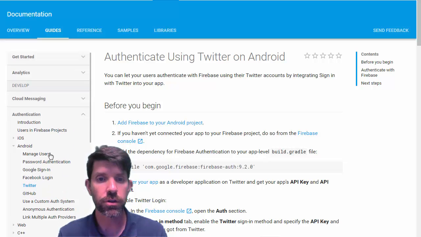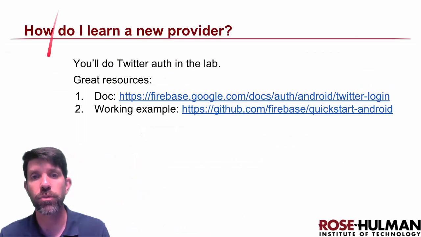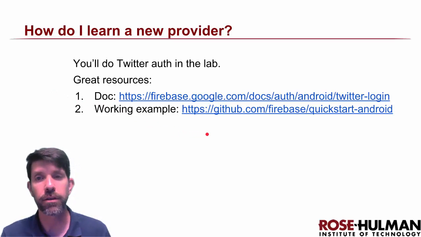At least when I was first learning it, Twitter seemed to be the easiest out of the three. That may not be the case anymore. They make changes pretty quickly. I have not yet tried Facebook or GitHub in the last few months, right? So who knows? Maybe something's changed. Okay, but learning a new provider, I think you'll have it.